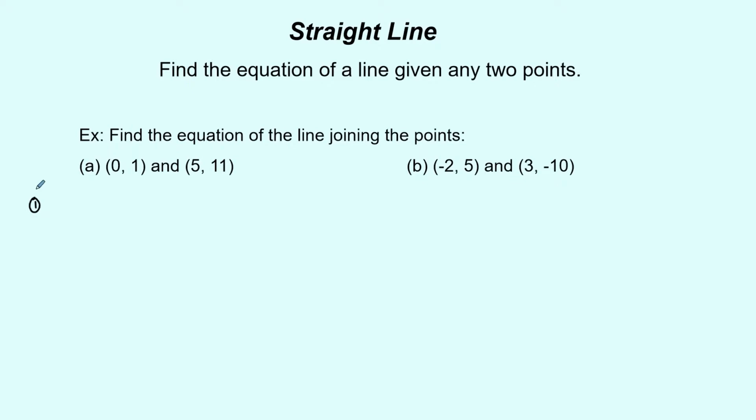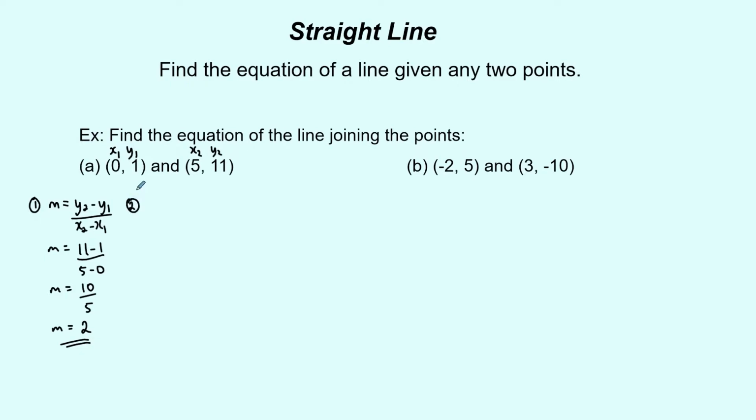So we're going to break it down into 3 steps, the first step being finding the gradient using the gradient formula. So that's m equals y2 minus y1 over x2 minus x1, where your coordinates are x1 and y1 and x2 and y2. Now all you've got to do is pop these numbers in the correct place in the formula. So 11 take away 1 on the top line for y2 minus y1 and 5 take away 0 on the bottom. 11 take away 1 on top is 10, 5 take away 0 is 5, so we get 10 divided by 5, which is 2. So a gradient of 2 for this straight line.